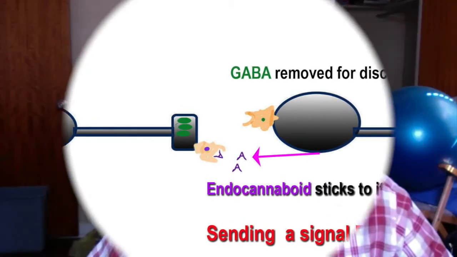Same idea. So what we've just seen is that there are both excitatory and inhibitory chemical messages in your brain. Glutamate, an excitatory chemical message, is associated with the endocannabinoid system.